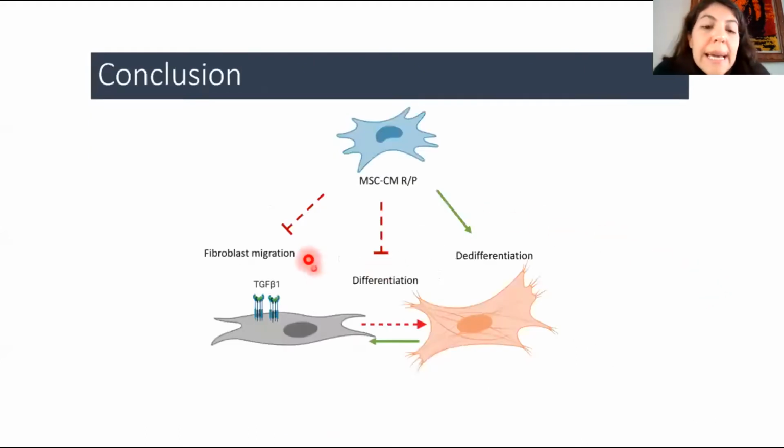So as a conclusion, we can say that so far, in vitro conditioned media from MSCs can inhibit fibroblast migration, can limit the differentiation from fibroblast into myofibroblast, and promotes the differentiation from myofibroblast into fibroblast. The implications of these in vitro assays to the in vivo anti-fibrotic properties still remain to be defined.